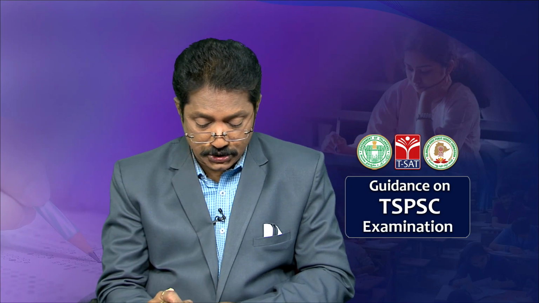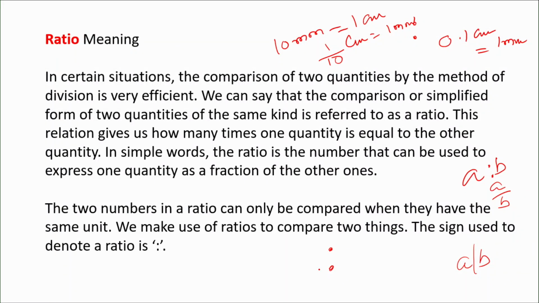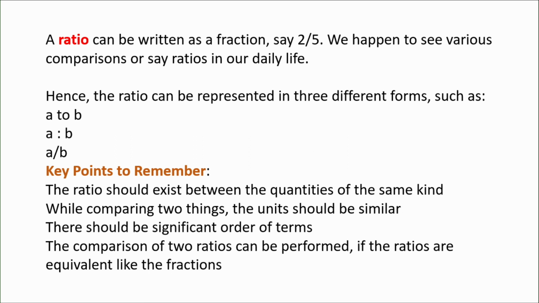This simply is the symbol. Okay. Now, coming to this, a ratio can be written as a fraction, say 2 by 5. We happen to see various comparisons, or say fractions and ratios, in our daily life.